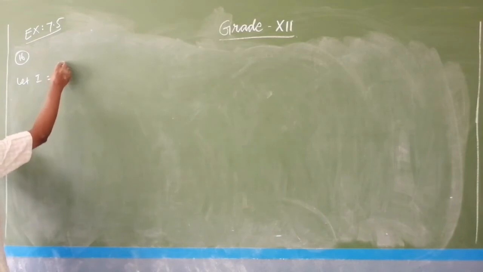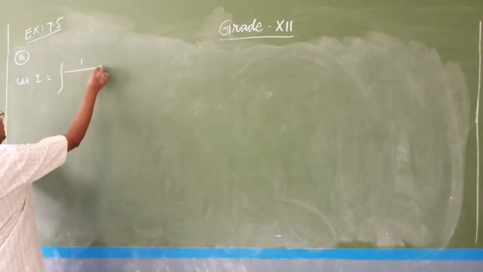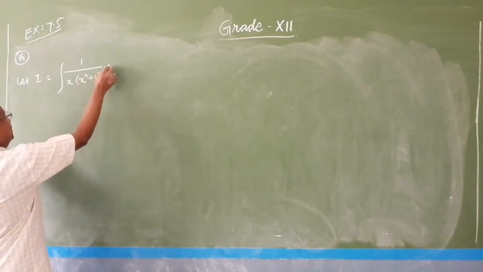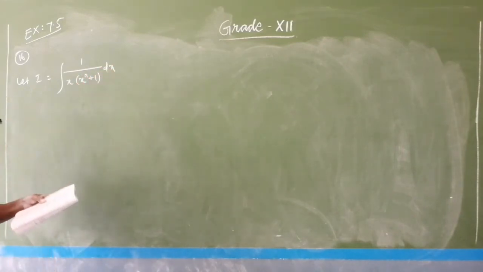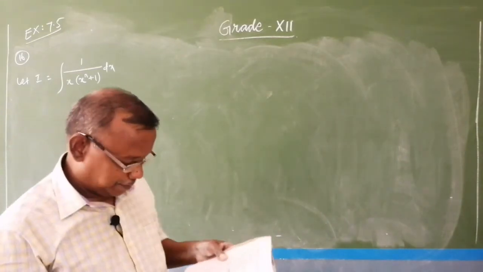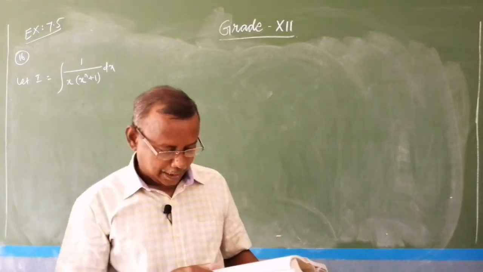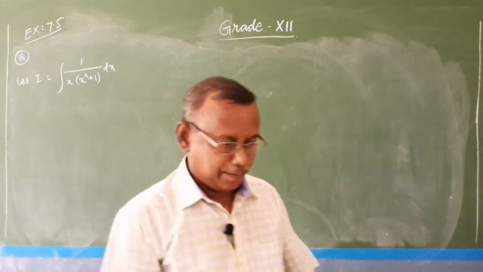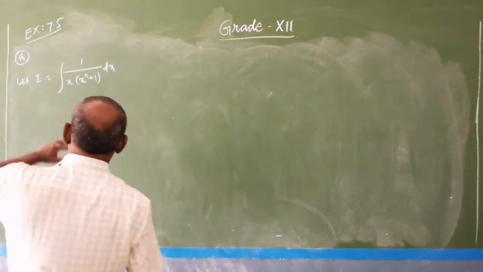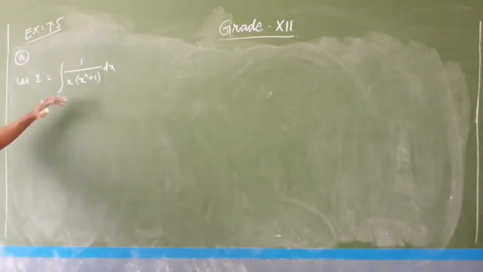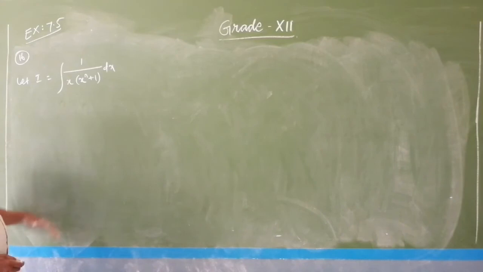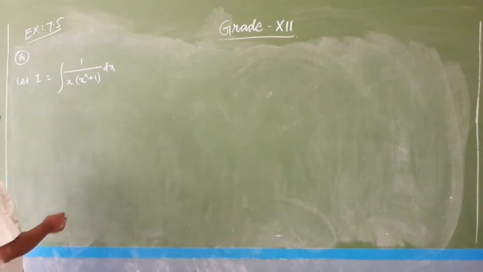let us assume that it is I equals integral 1 by x into x power n plus 1 into dx. We are given a hint, that is, we have to multiply the numerator and the denominator by x power n minus 1 and put x power n equal to t. So, for this method, not only in this problem, but in other problems of this method as well, we can multiply and divide the integrand by x power n minus 1.